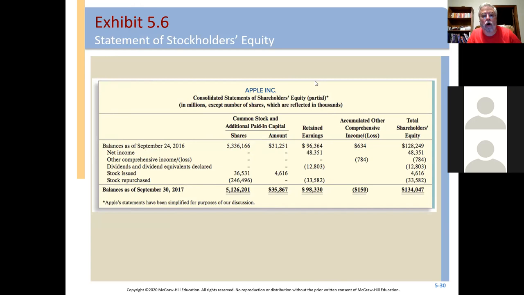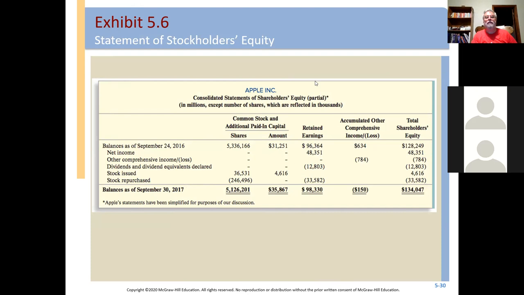We begin with the beginning of the fiscal period, and then we have all of the elements that affect stockholders' equity: net income, other comprehensive income or loss, any dividends that were declared, stock that was issued, stock that was repurchased. And you can see we provide a breakdown based on contributed and earned capital, and then we provide a total.